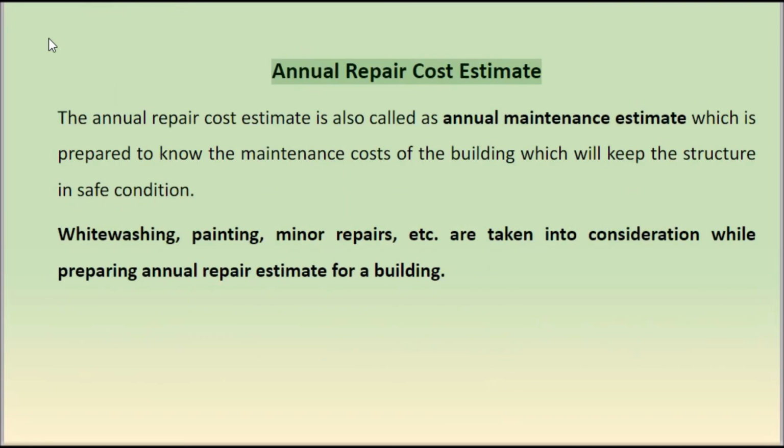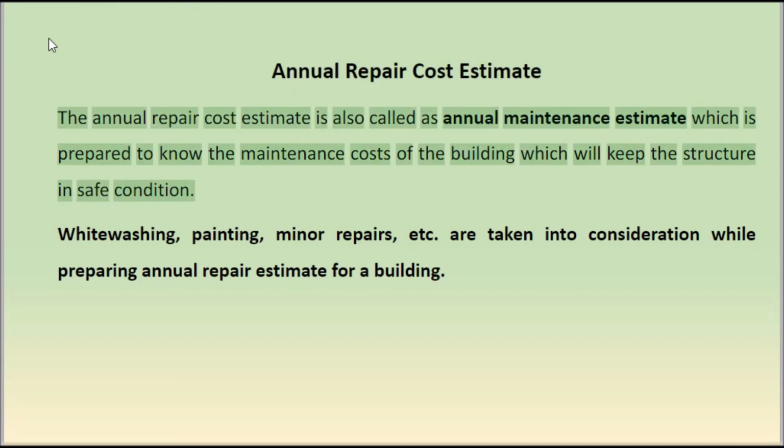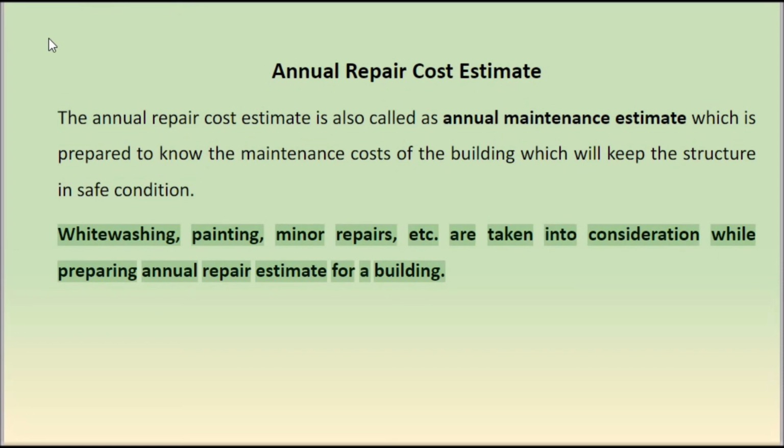Annual repair cost estimate. The annual repair cost estimate is also called as annual maintenance estimate, which is prepared to know the maintenance costs of the building which will keep the structure in safe condition. Whitewashing, painting, minor repairs, etc. are taken into consideration while preparing annual repair estimate for a building.